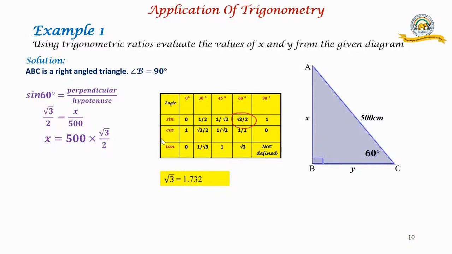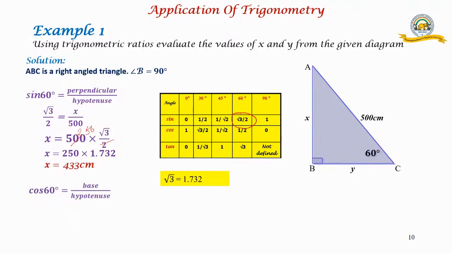Now, what is the value of root 3? We never leave our answer as an irrational number. So, root 3 is 1.732. You won't be given that value. You are expected to remember the value. So, 2 cancels with 500 and we get 250 here. So our answer is coming to 433 centimeters. So, x we have got.